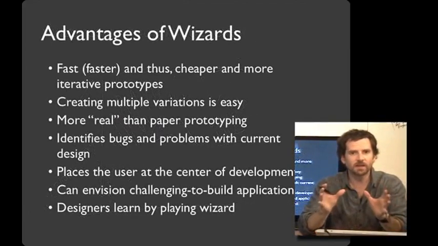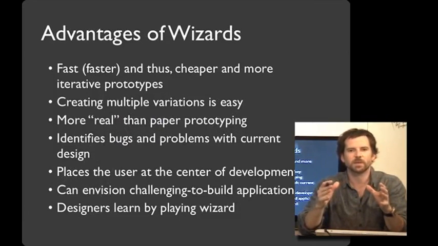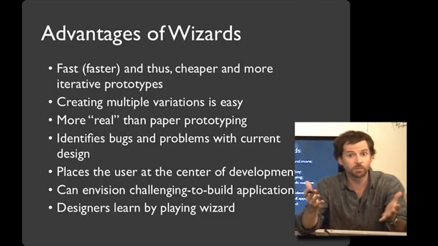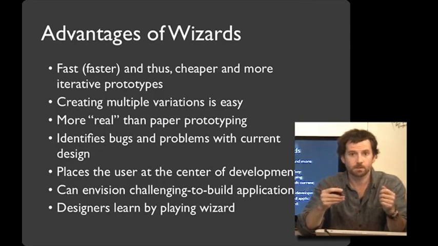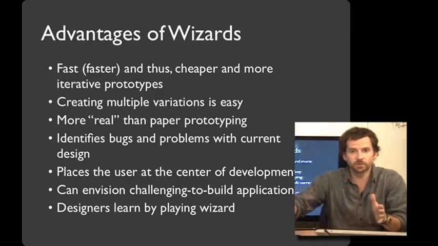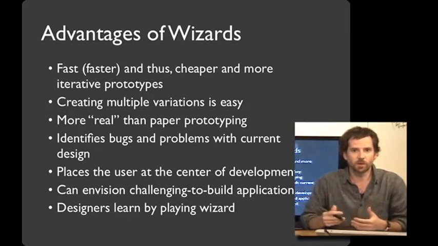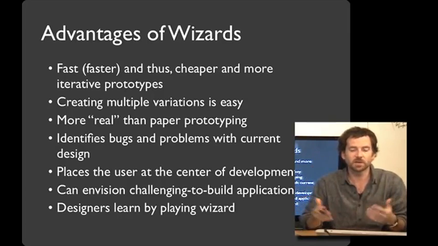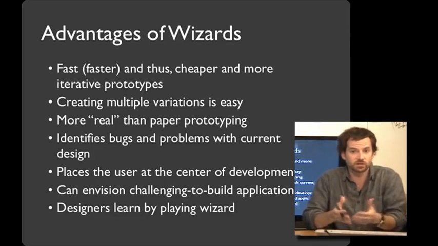As you can see, there's a lot to like about Wizard of Oz prototypes. They can be really fast to make, which makes them cheaper, and it also means you get to turn the crank on iteration more. Because they're quick, you can rapidly create multiple alternatives, and if you decide that you want the implementation to work differently, you just give your wizard different instructions. There's no code to rewrite.